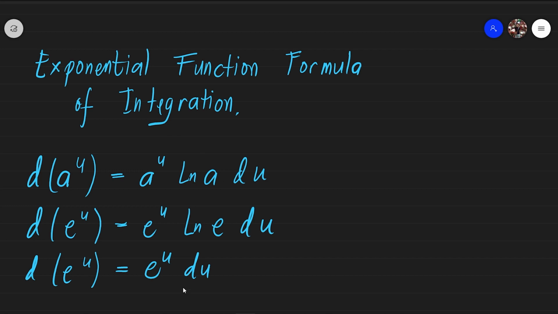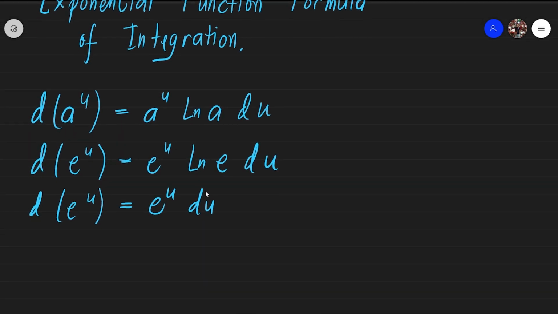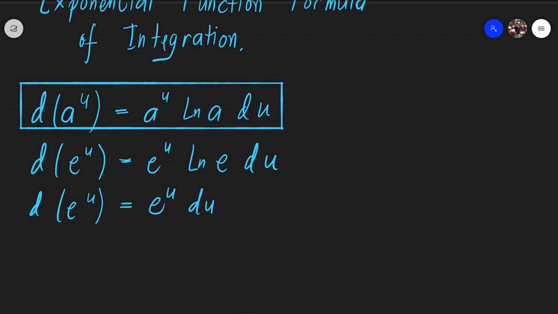So we have two formulas for the differential of an exponential function. You have here the differential of a raised to u. Take note, your a is a constant other than e. Because if the base is the natural number e, then this will be your formula. So that is the formula for differential.